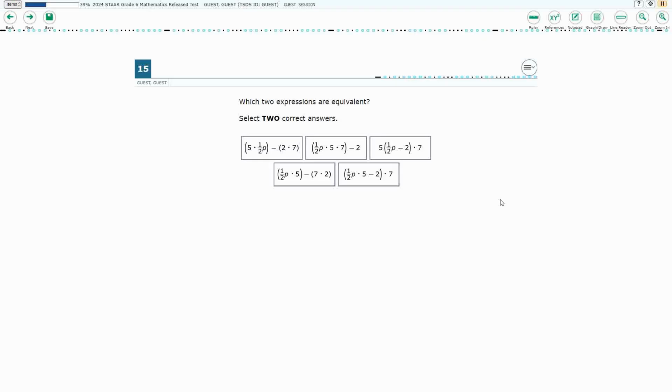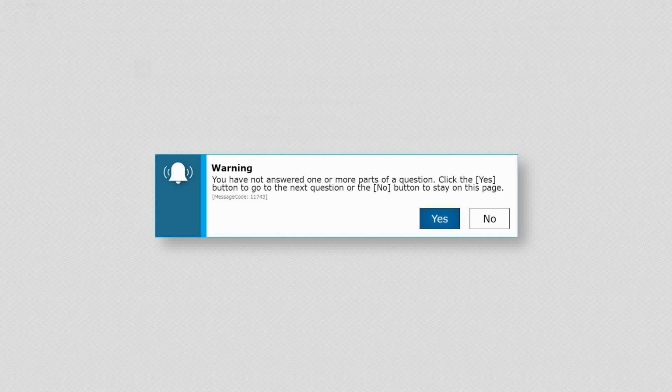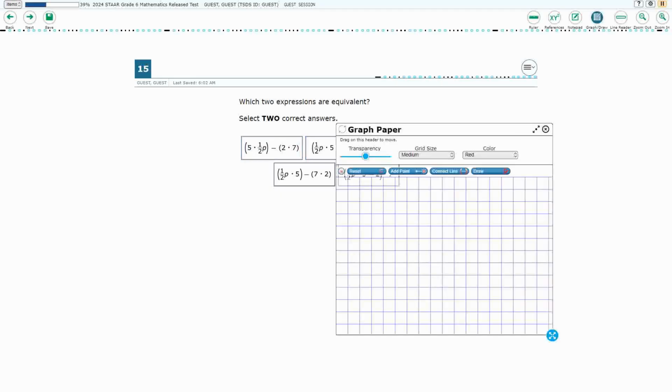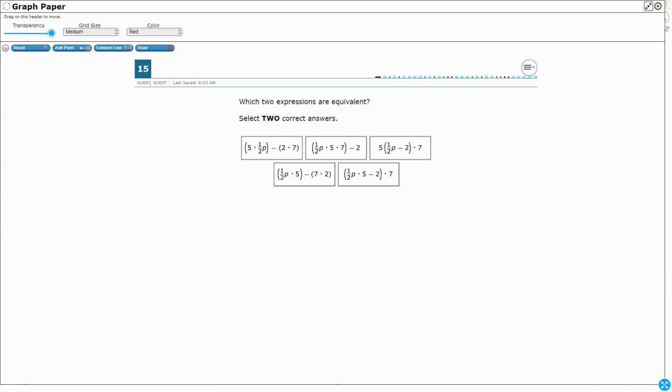So we need to find two correct answers here. And if you notice, if I select 2, it's impossible to select a third, so you can't select 3. If you only select 1, they are going to give you a warning signal, say you have not answered the entire problem. So let's get both answers correct so we get the 2 points that this problem is worth.